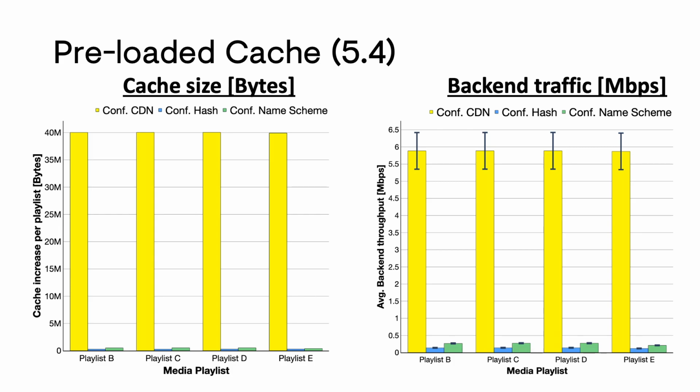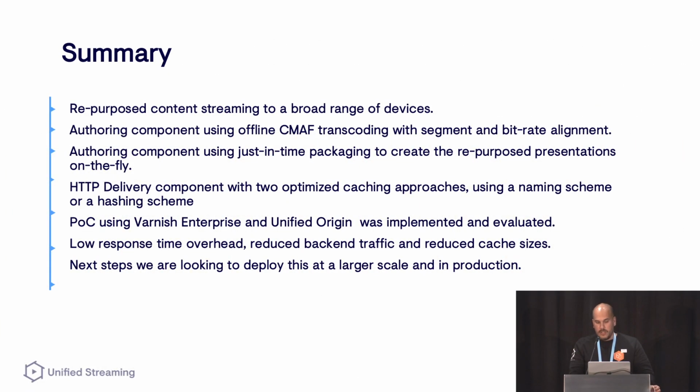I'm just going to give a quick summary of what we showed. We tried to do a repurposing of content to stream to a broad range of devices by making a continuous timeline. It has an authoring component with offline CMAF transcoding with both segment and bitrate alignment so that we can create interchangeable segments. And then we have the subcomponent with just-in-time packaging, which creates on the fly the manifest or the streaming playlist with the repurposed presentations.